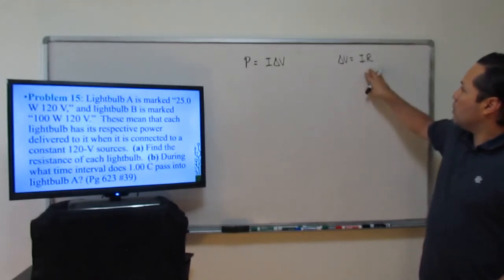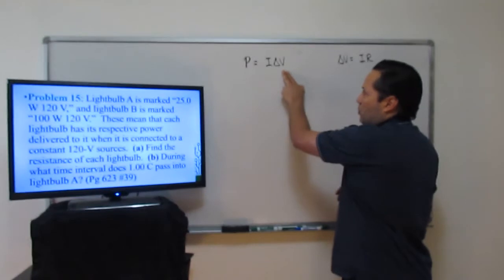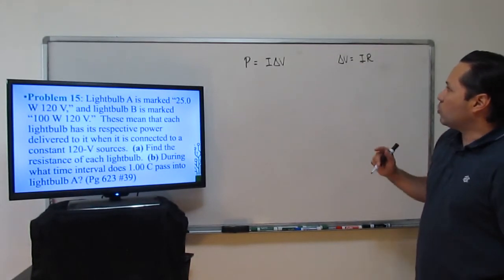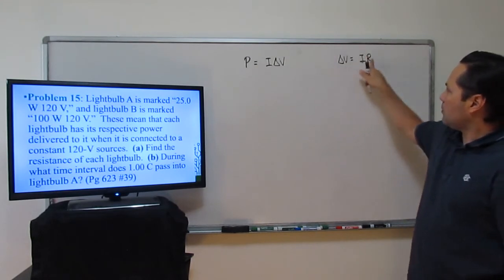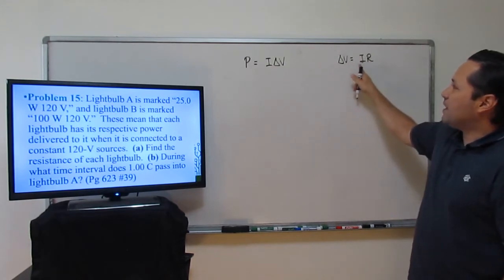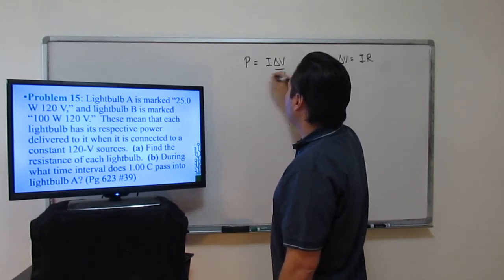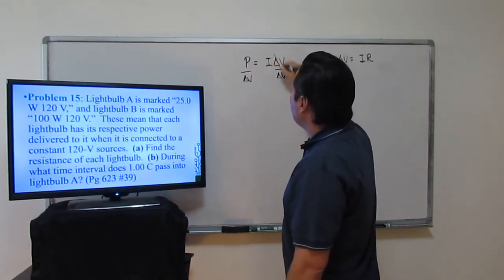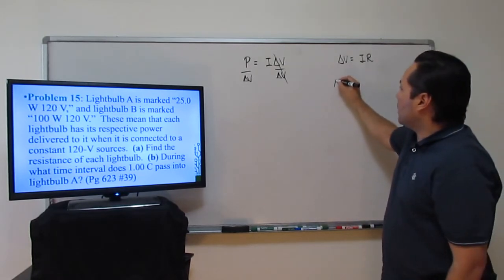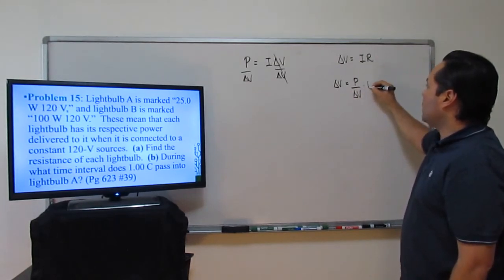We know the following. We are given the power in watts and we're given the potential difference. So we can solve for the I and plug it in here to solve for the resistance, which is what we're looking for. Let's get rid of the I first. I'm going to divide both sides by delta V. So therefore I equals power over voltage. Now I'm going to substitute that here. Voltage is equal to power over voltage times resistance.